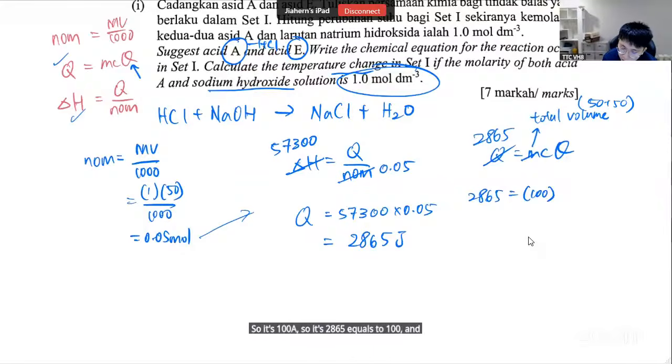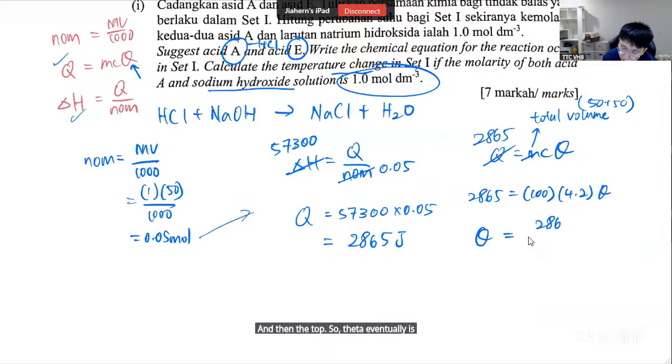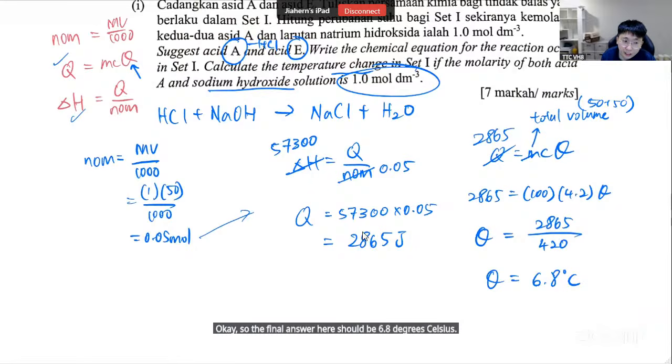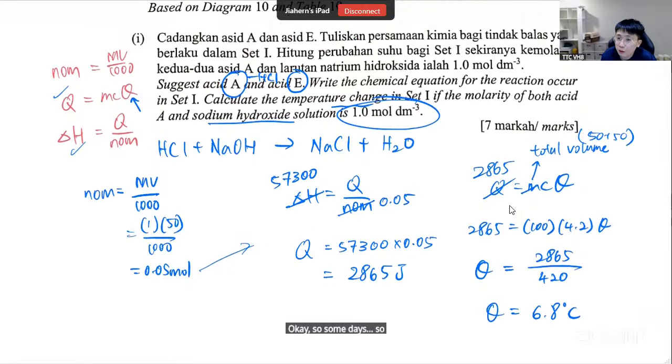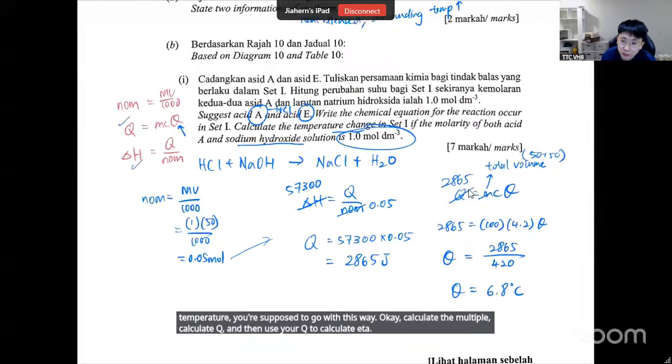And the C is your specific heat capacity. It's always 4.2. And then θ eventually is 2865 divided by 420. So the final answer here should be 6.8 degrees Celsius. So if you were to calculate temperature, you're supposed to go this way: calculate number of mole, calculate Q, and then use your Q to calculate θ. Is that no issue?